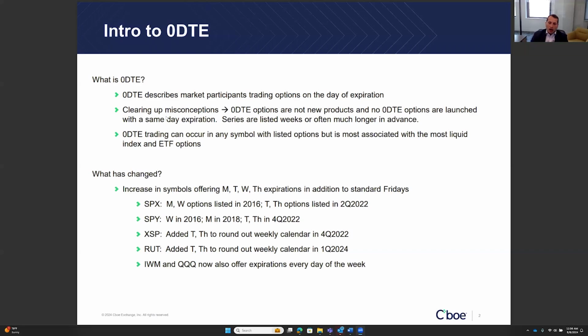So a few other symbols have since rounded out the calendar, XSP being one of them. XSP is our mini SPX contract, which I'm sure you've heard about. We added those in fourth quarter 22. The Russell 2000, the Tuesday Thursdays got added earlier this year, and then IWM and QQQ also now offer expirations every day of the week.